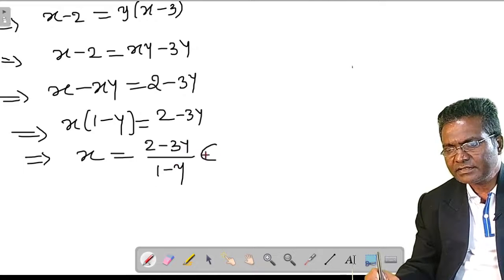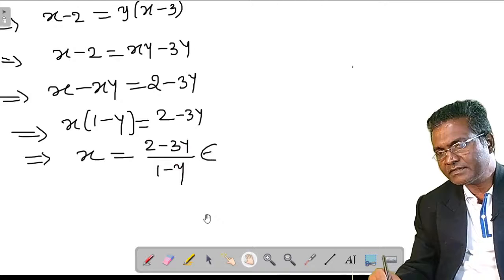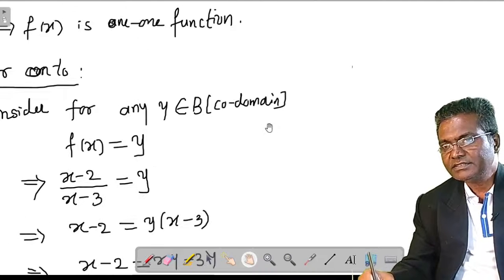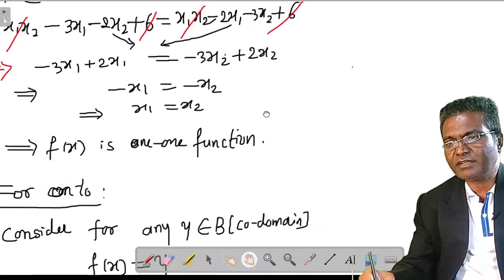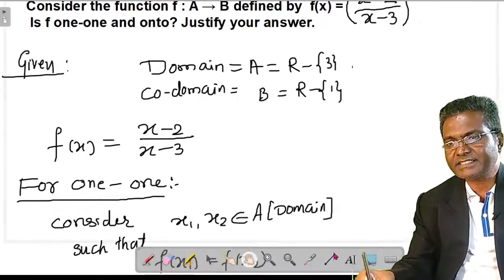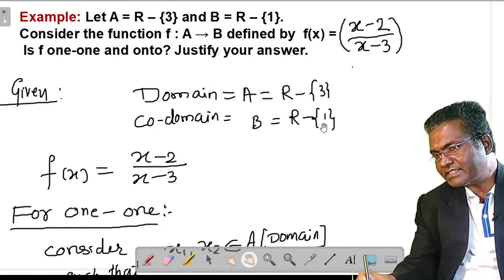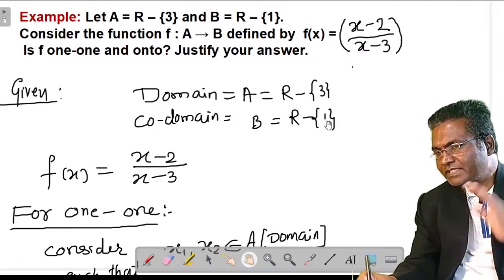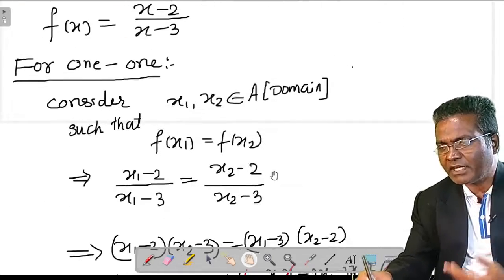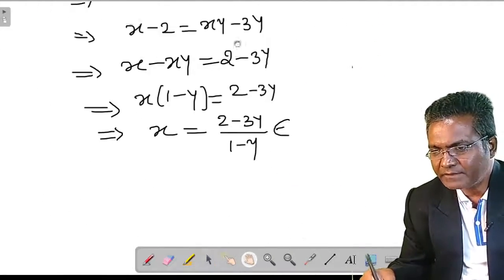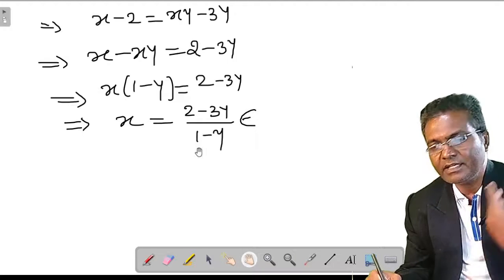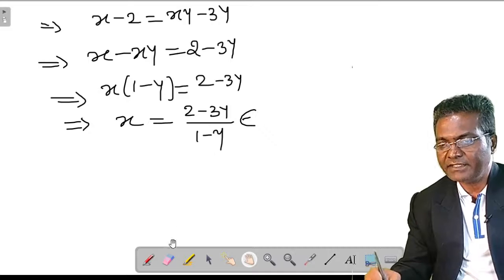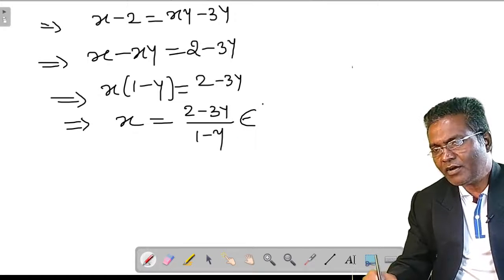Now, what is the codomain here? y, you have taken from the set B, and B is what? B is the set of all real numbers except 1. So in the set B we don't have 1. So y can never be 1. So this will not be infinity for any y. So that is what it belongs to domain.